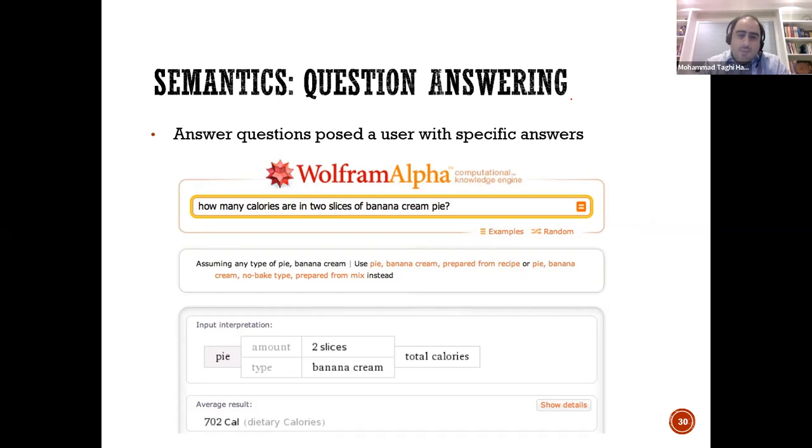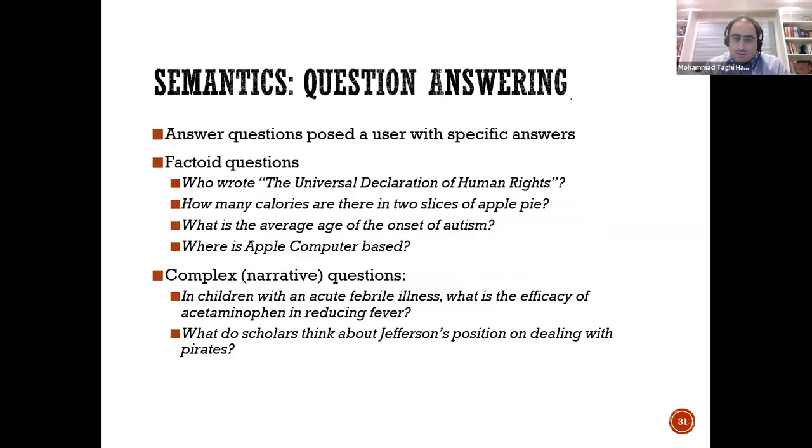It's not an easy one, like how many calories are in two slices of banana ice cream? They need to do some computation, et cetera. And actually Google has become very good at answering these questions. These questions can be at different levels of hardness. For example, somebody may ask a factoid type of question, like who wrote the Universal Declaration of Human Rights? That might be easier. Or how many calories are there in two slices of apple pie?